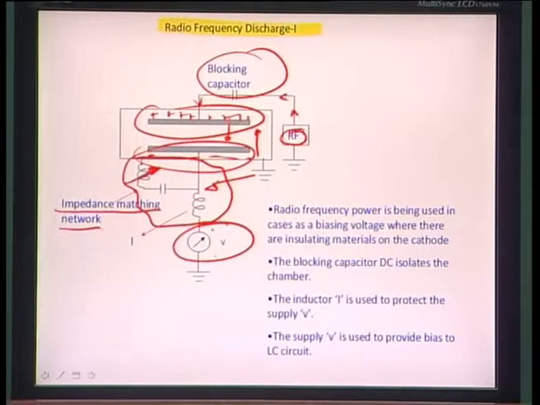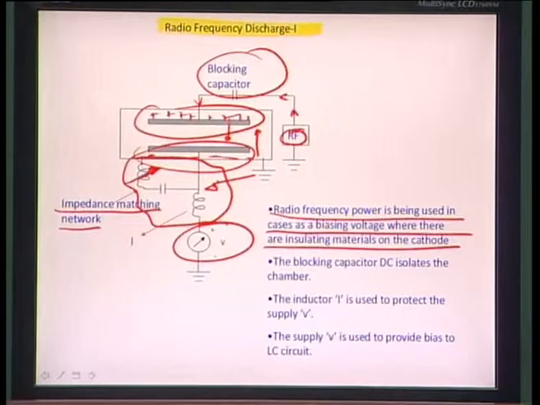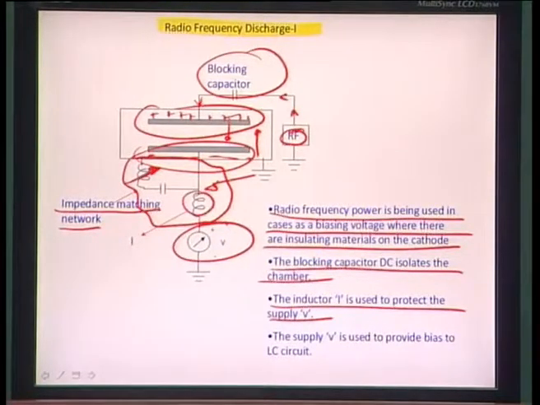In a nutshell, here radio frequency power is being used in cases such as biasing voltage, where there are insulating materials on the cathode, and the blocking capacitor DC isolates the chamber. The inductor L is used to protect the supply V, as you can see here.